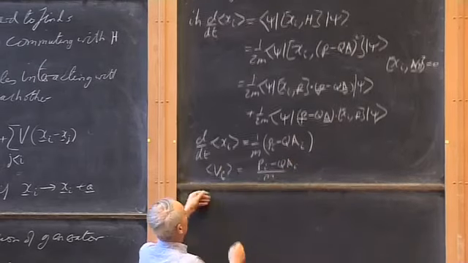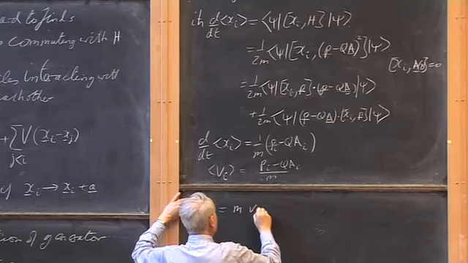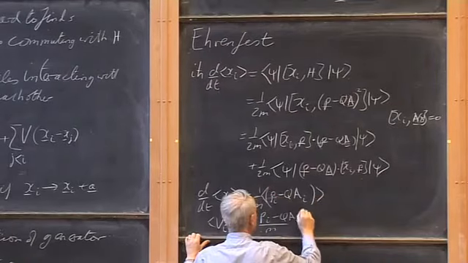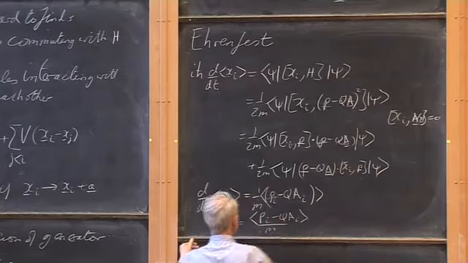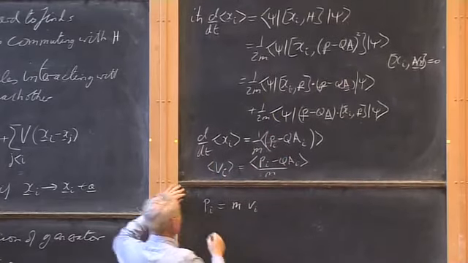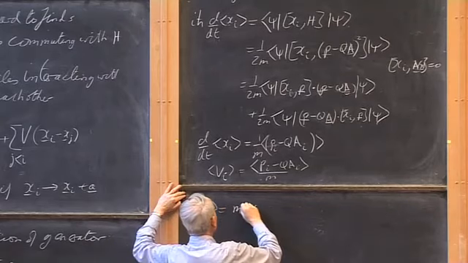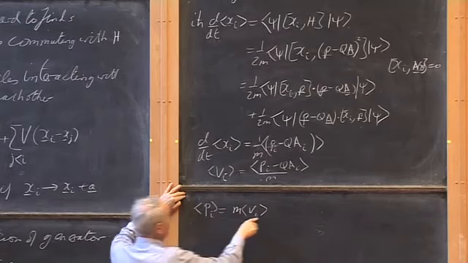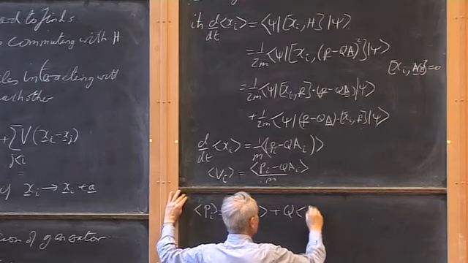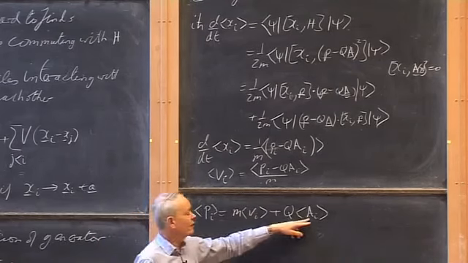Or alternatively, it's telling you that pi is equal to mvi. Oh, sorry, there are expectation values here. This was always an expectation value. So what we're discovering is that the expectation value of the momentum is equal to mass times the expectation of velocity plus q times the expectation value of the magnetic vector potential at the location of the particle.